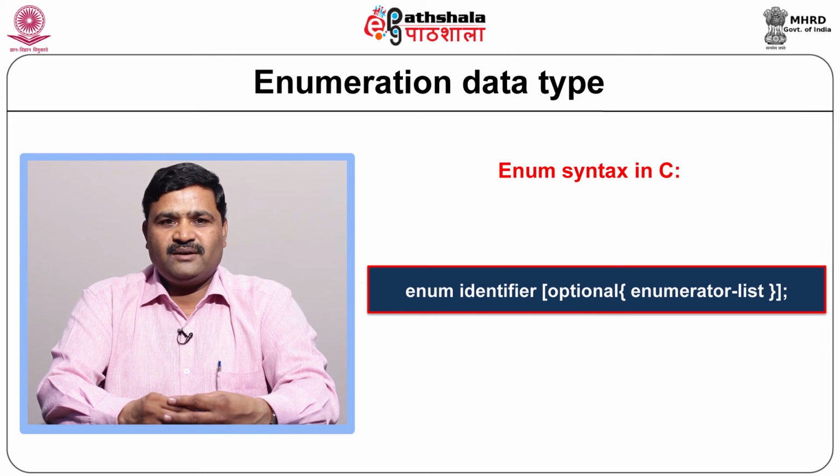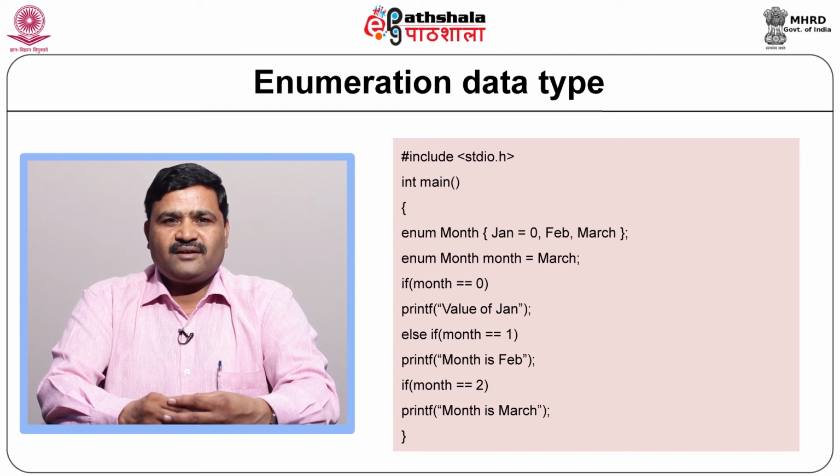The syntax for enum is given as follows: enum identifier, then in brackets the enumerator list. The enumerator list is optional. Let us elaborate the use of enumerator in a program. This is a simple program which will demonstrate the use of the enumerator data type. You can see the list given under enum month. In brackets, you can see Jan, Feb, March. Enum month is equal to March.